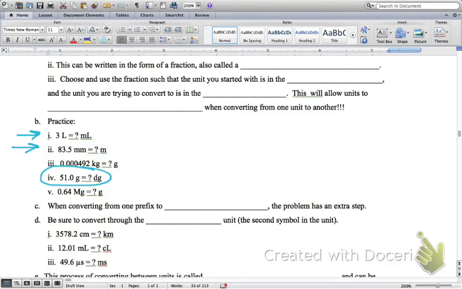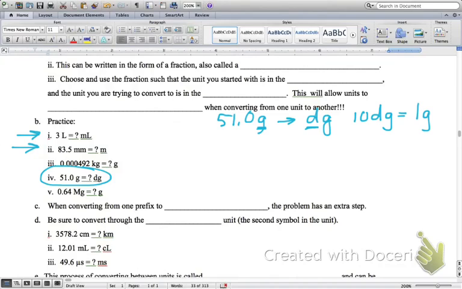All right? I'm trying to convert 51.0 grams into decigrams. The little d in front of the g stands for the prefix deci. So I'm going to start by figuring out the equivalent statement that shows me the relationship between the gram and the decigram. That equivalent statement is 10 decigrams equals a gram. Deci means 1/10, so it takes 10 little decigrams to fill up a gram.